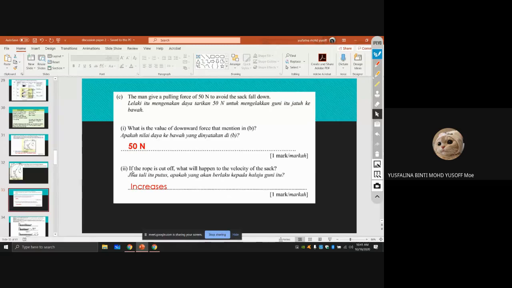For number 2, if the rope is cut off, what will happen to the velocity of the sack? Of course it will increase.